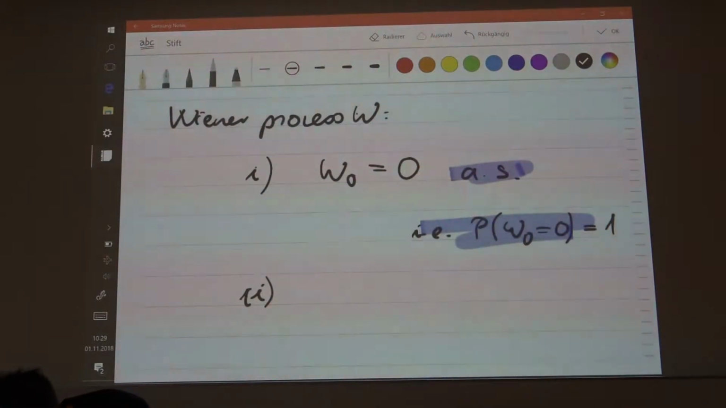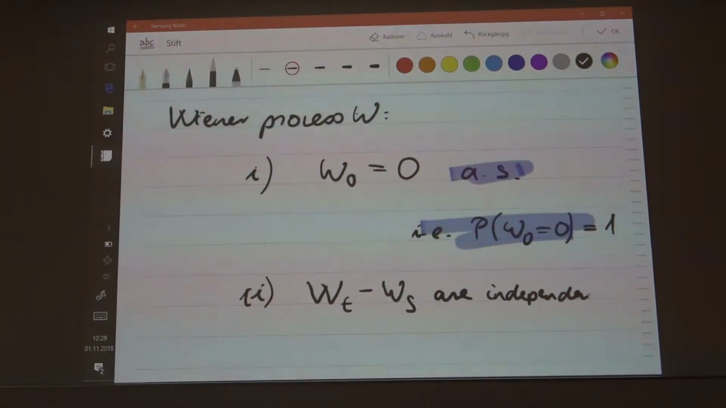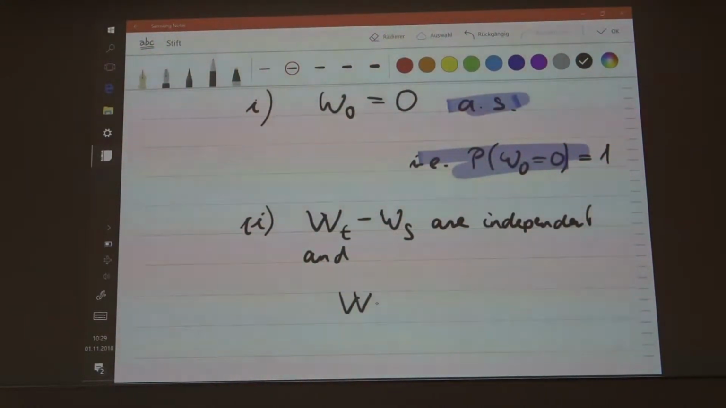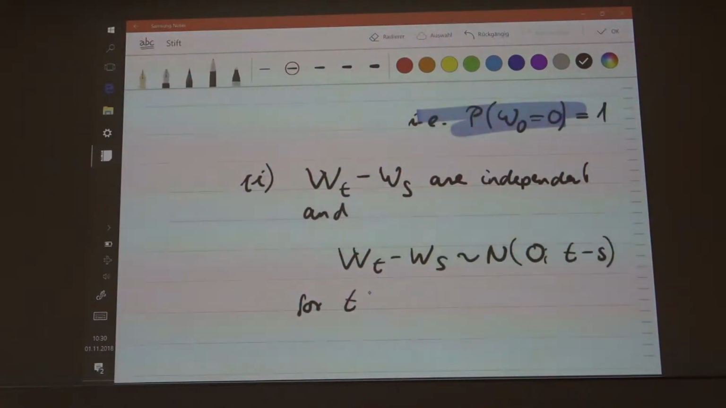So the increments of the Wiener process, which are basically the differences. So you have W_t and here you have W_s. So these are the increments, and the increments are independent. And normally distributed, and they follow the following distribution. So for the increments, you have that they are normally distributed with mean 0 and variance t minus s, of course, for t greater than s.